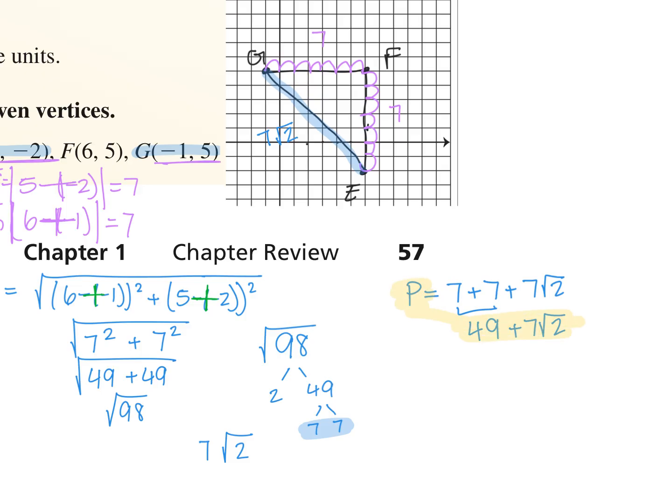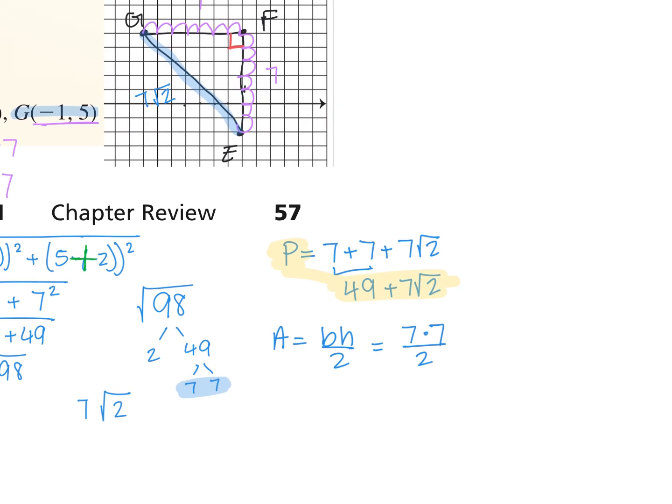Area equals base times height divided by 2 because it's a triangle. Keep in mind you're taking the 90-degree angle. Where is that 90-degree angle? It is right here. So I'm taking my 7 and my 7. So I'm going to have 7 times 7 divided by 2. That's 49 divided by 2, which is 24.5 units squared.